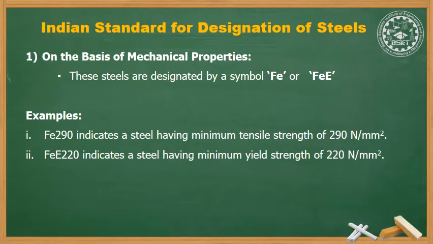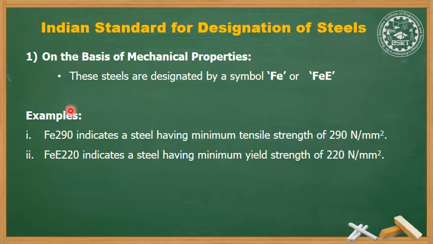Here we start with the first group, that is, steels designated on the basis of mechanical properties. Generally these steels are designated by the symbol Fe or FeE, with capital E. Okay, the symbol is generally Fe or Fe E. So take a look at the examples.